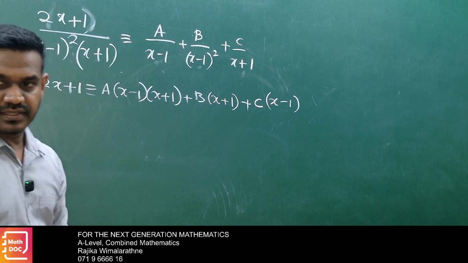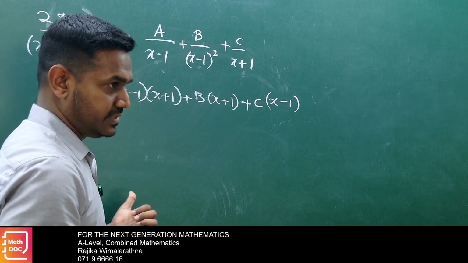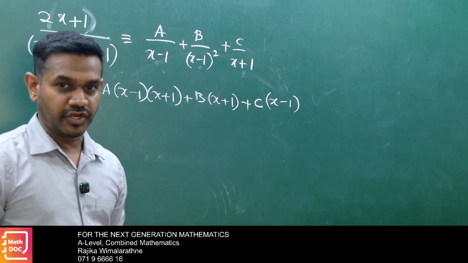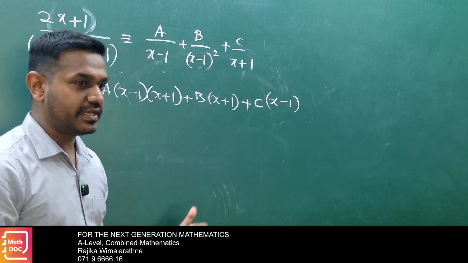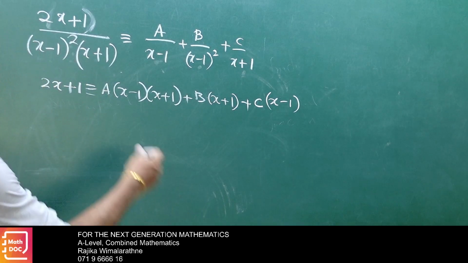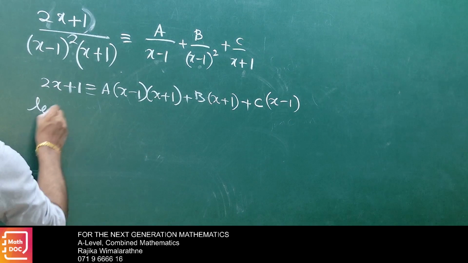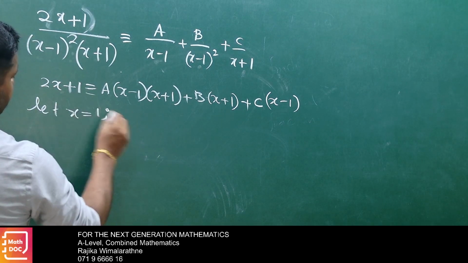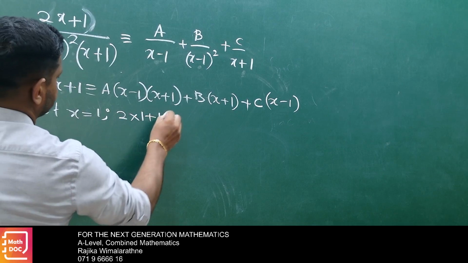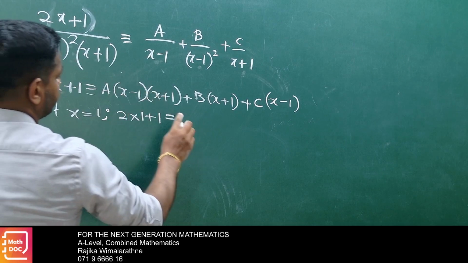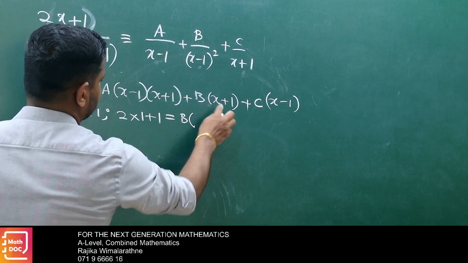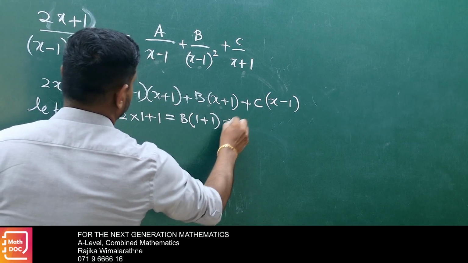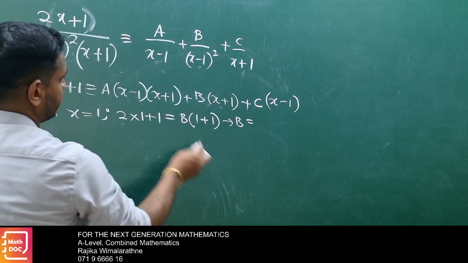Okay, then by this you find the unknowns. So this is a polynomial identity. We know how to find the values now. Then substitute x equal 1. Then here 2 times 1 plus 1. Here this part is 0. B times 1 plus 1. Then B value is 3 over 2.